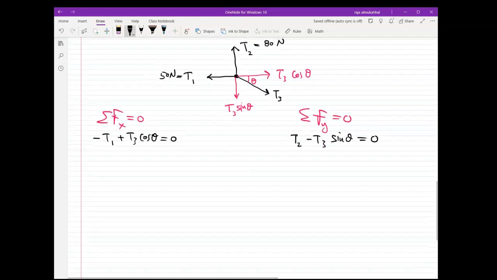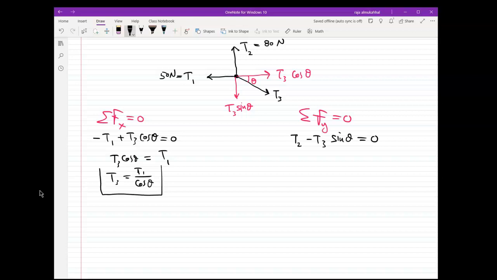I can put them in there if I want to, but like I said in the previous lectures, I like to solve the symbolic formula first. So what I could do now, let's say, take the x component and solve for T3, look what will happen. So I have here T3 cosine theta equals T1. So T3 is equal to T1 over cosine theta. Is that okay so far? I have that. Let me box it. I'll come back to it in a sec.